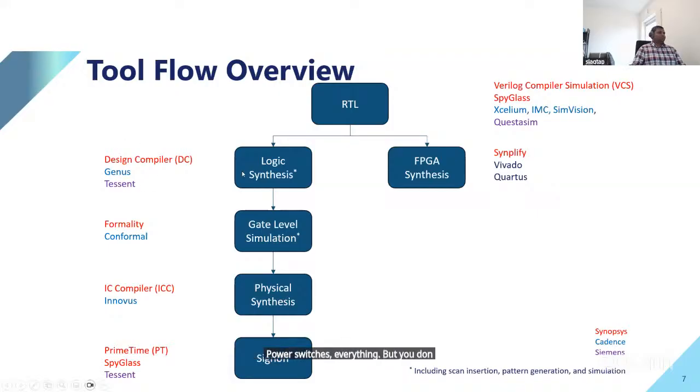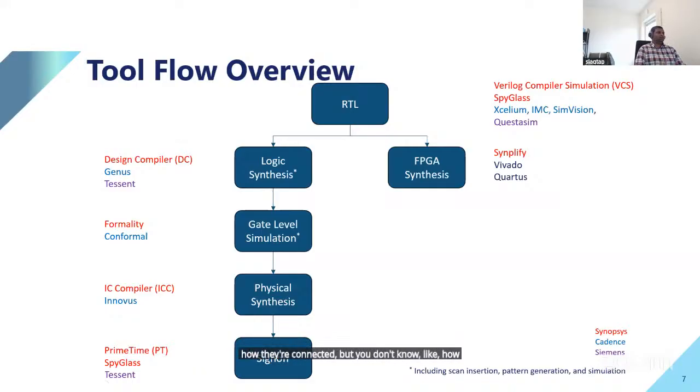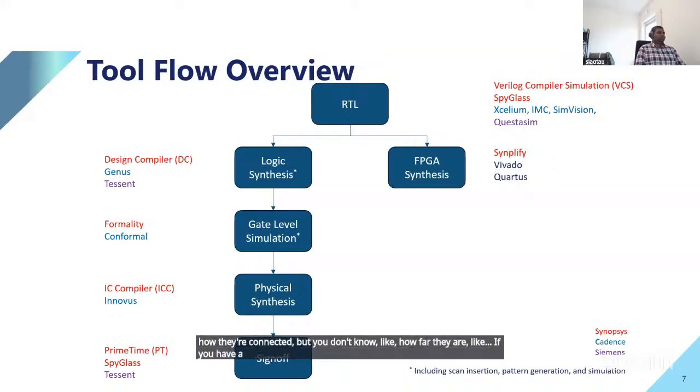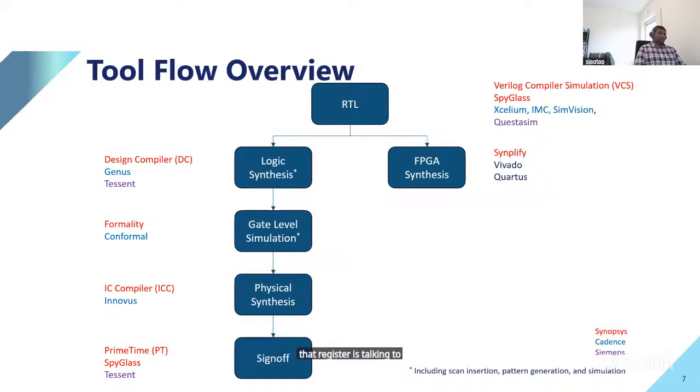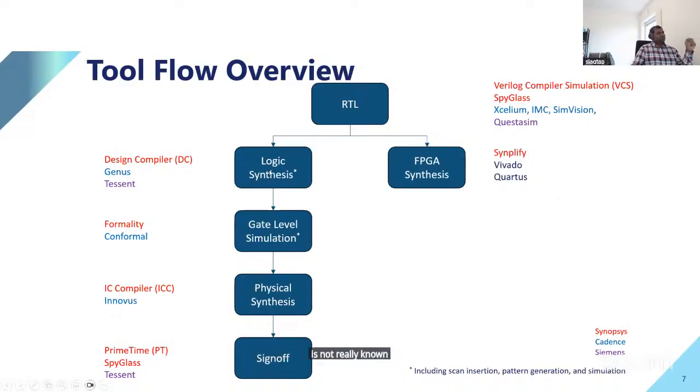But you don't have wire information. So you just know virtually how they're connected, but you don't know how far they are. Like if you have a register at the lower left corner, that register is talking to another register that is most likely in the lower left corner, but it could be in the middle, in the center of the chip. So that topography is not really known yet. So basically wire lengths are not really known. Connectivity is there, but we don't know how far they are from each other. And we need that information. You will see that later.